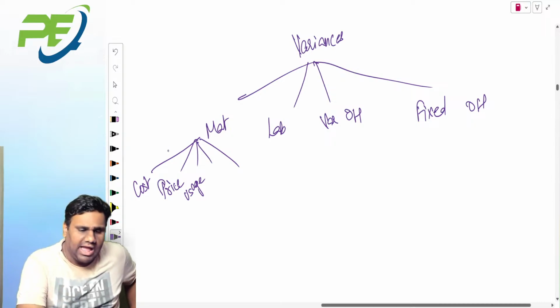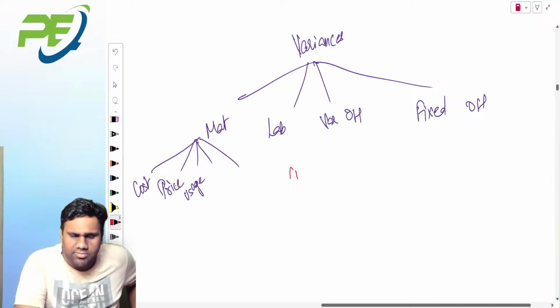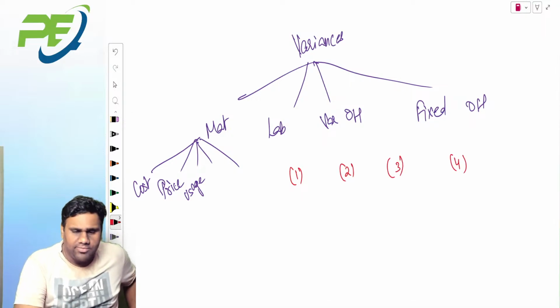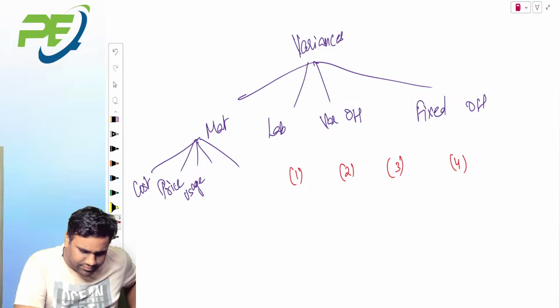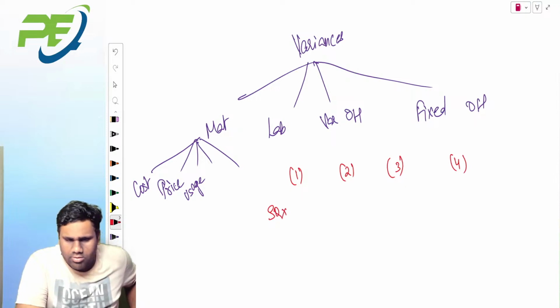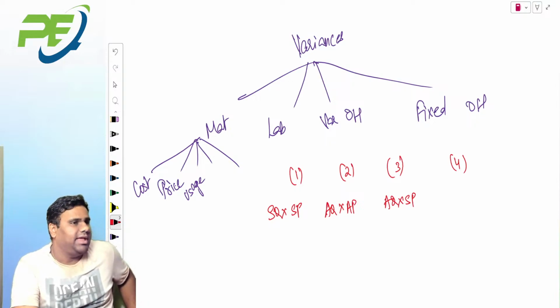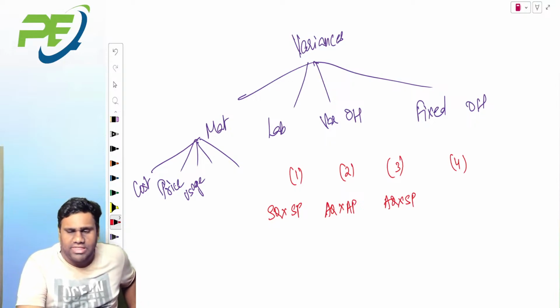So now we will have 4 columns. 1, 2, 3, 4. The first 3 columns will be as it is. What were the first 3 columns? So the first 3 columns remain as they are.